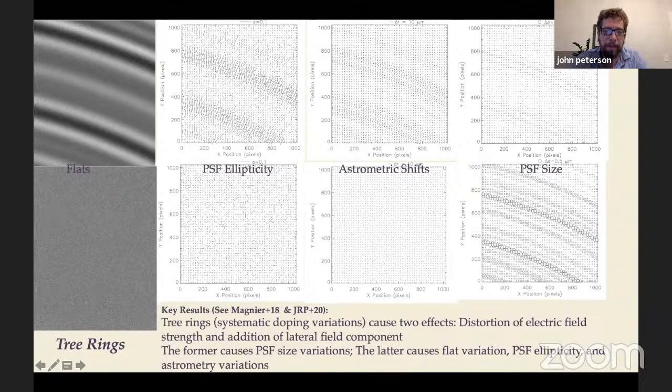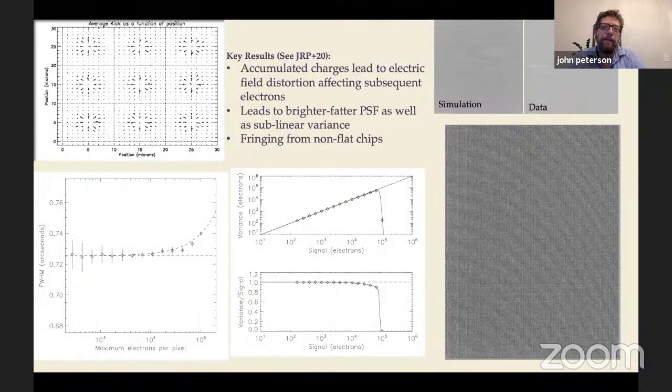Here's a couple more effects. One interesting thing we can do quite easily in the Monte Carlo framework is think about the distortion of electric field due to charges that build up as you're accumulating electrons. You get a bunch of electrons in the potential well, and then those in turn distort the ideal electric field because they try to push the electrons away from them. So if you zoom into a given pixel, near the center of the pixel, the electrons will try to push electrons away from the center. And it really matters when you get towards the edges, because then electrons might end up in a different pixel than they would otherwise if those electrons weren't already there.